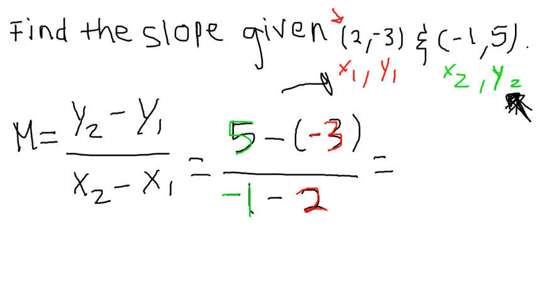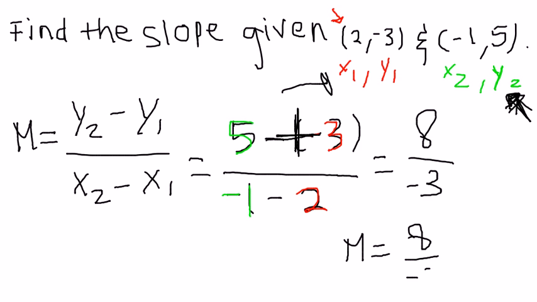So what's 5 minus negative 3? Well, we can turn this into a nice plus sign. So what's 5 plus 3? 5 plus 3 is 8. And what's negative 1 minus 2? You can look at it as negative 1 plus negative 2, which is basically negative 3. So the slope, given these 2 points, the slope of this line is going to be m equals 8 over negative 3.